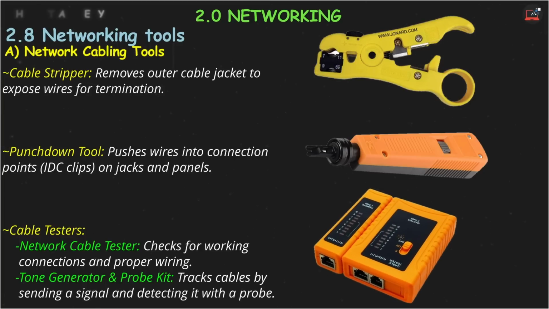Cable testers, the quality checkers. Two main types exist: network cable tester, continuity tester, cable certifier, checks for continuity, unbroken connections, and proper wiring sequence within the cable, ensuring functionality.